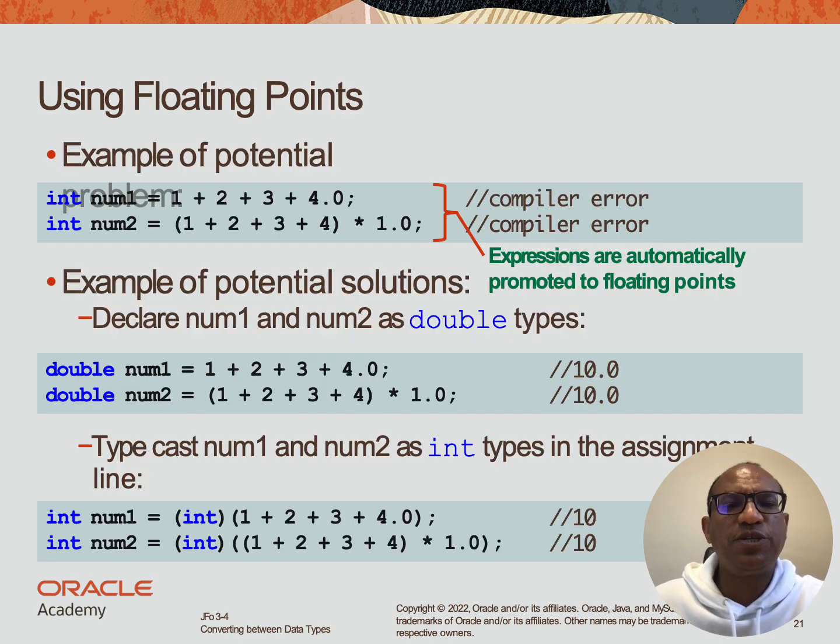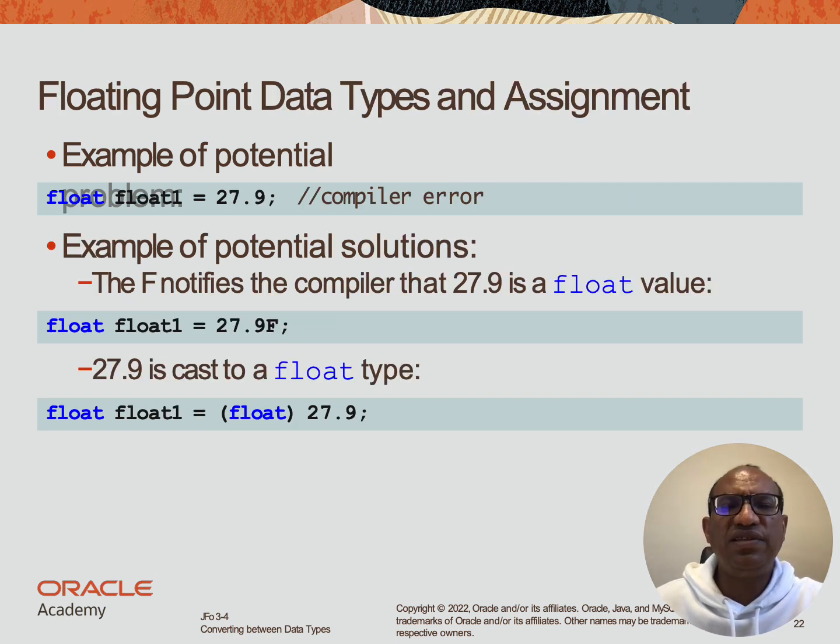Java promotes any expression containing a double to a floating point result. Use double or cast the expression to an int to avoid errors. If an expression contains a floating point, the entire expression is promoted to a floating point. Just as integral types default to an int, under some circumstances, values assigned to floating point types always default to a double type, unless you specifically state that the value is a float type.